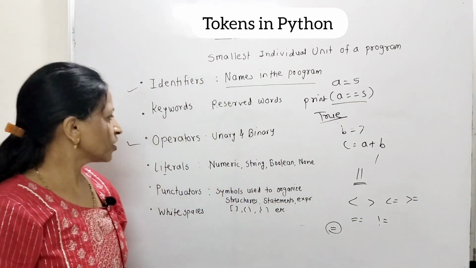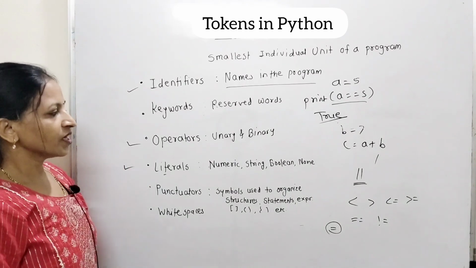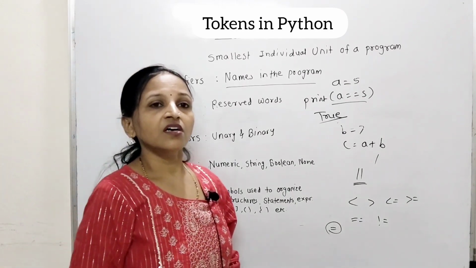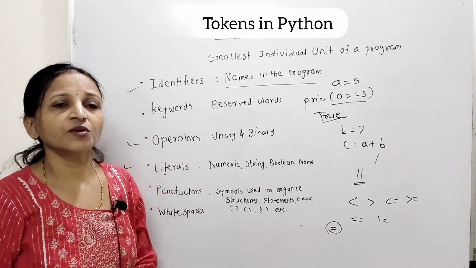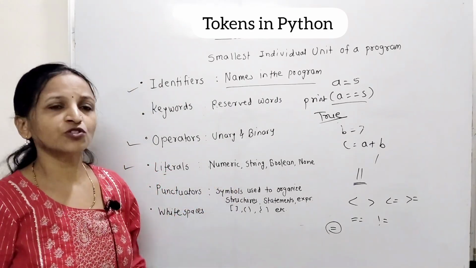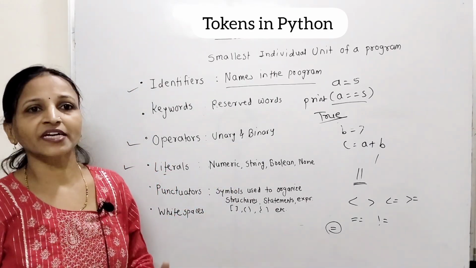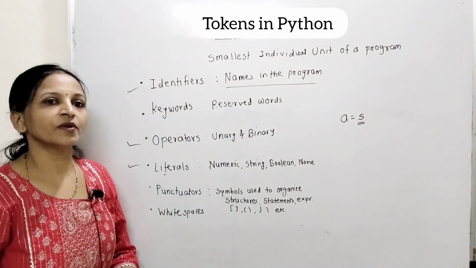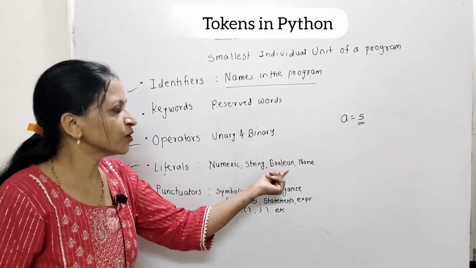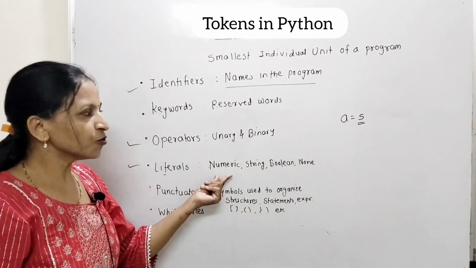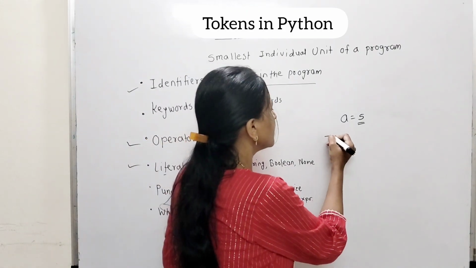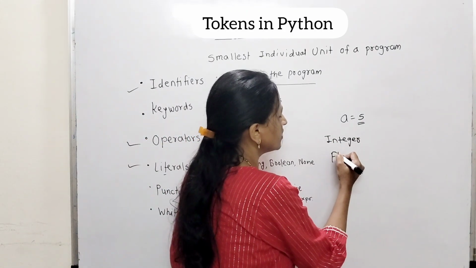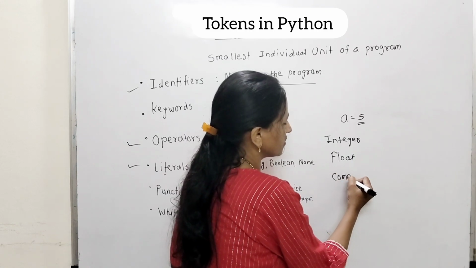Now the next point is the literal concept. A literal is nothing but a constant, a fixed value that you use in a program. Those fixed values are nothing but literals. There are different types of literals like numeric, string, boolean, and none. Numeric again has three types of literals: integer literal, float literal, and complex literal.